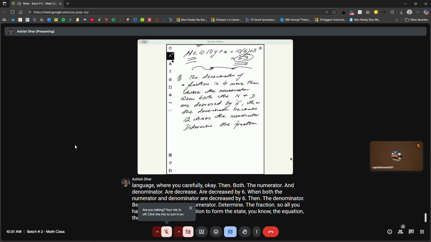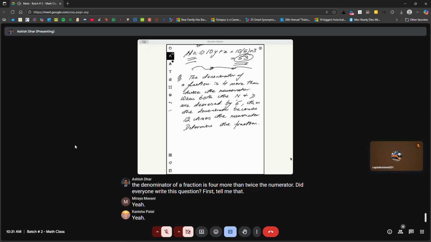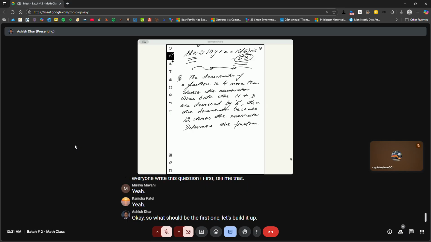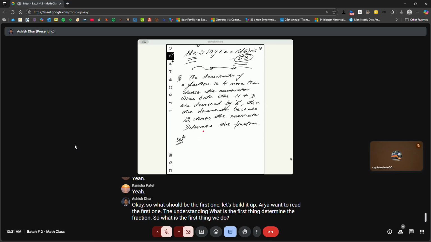The denominator of a fraction is 4 more than twice the numerator. Did everyone write this question? First tell me that. Okay. So what should be the first one? Let's build it up. Arya, what will be the first one? The understanding. What is the first thing? Determine the fraction. So what is the first thing we do in these problems?